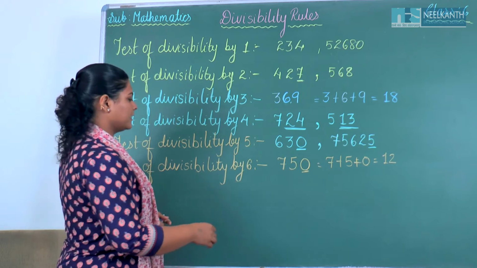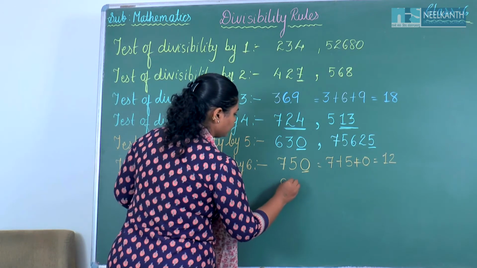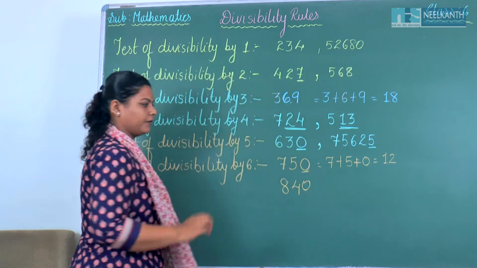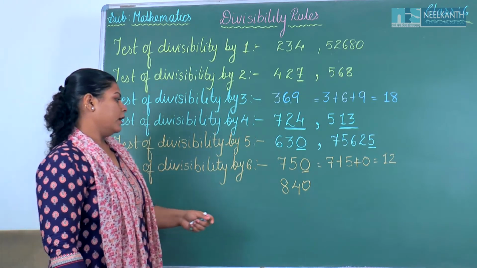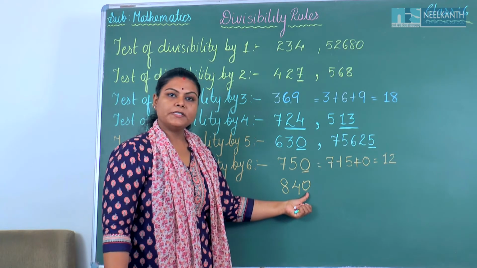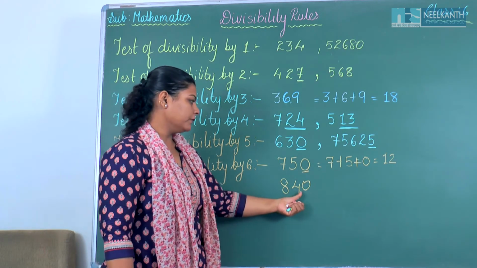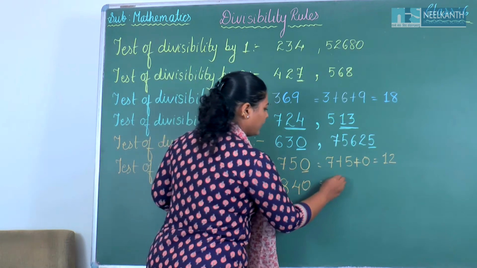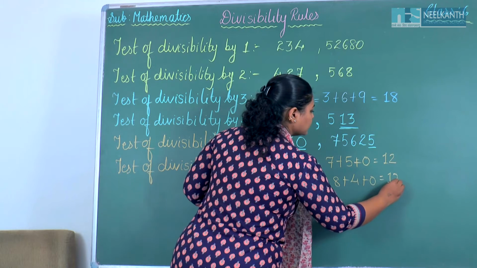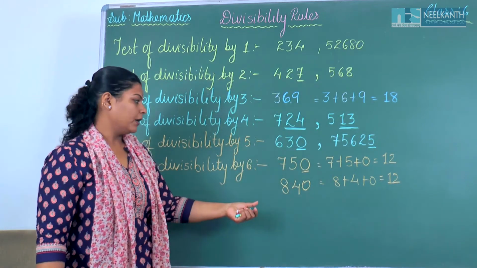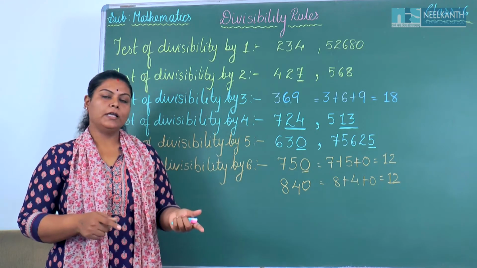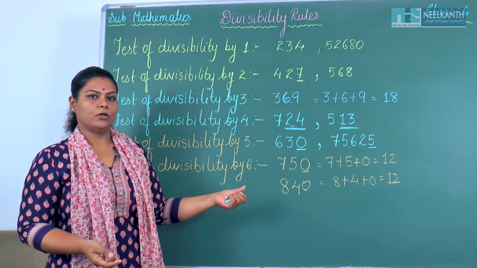Let's take one more example. 840. Again this is an even number, right? So this is divisible by 2 and the sum of the digits is also 12. 8 plus 4 plus 0. So this is also divisible by 3. Now 840 is divisible by 2 and 3 both. So it is divisible by 6 also.